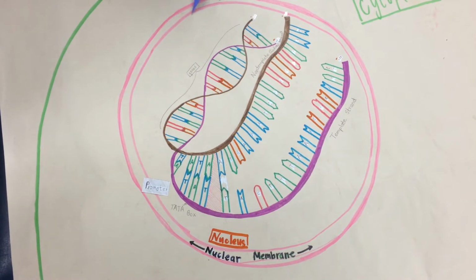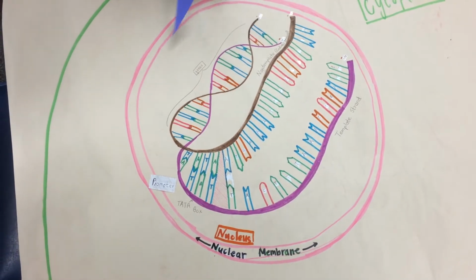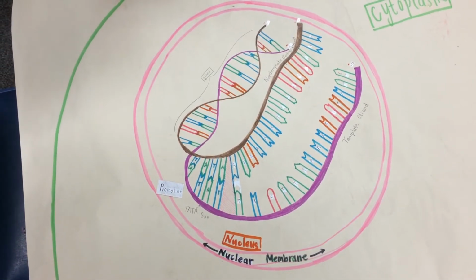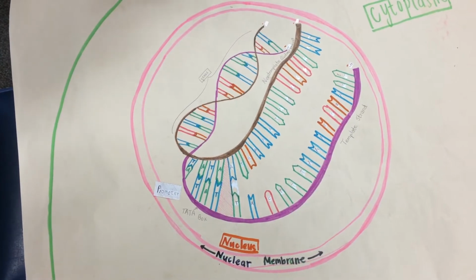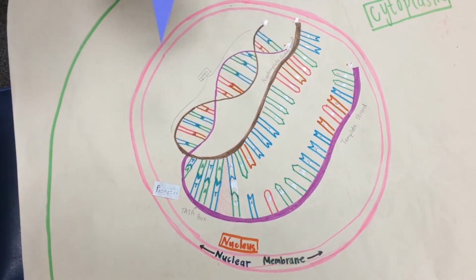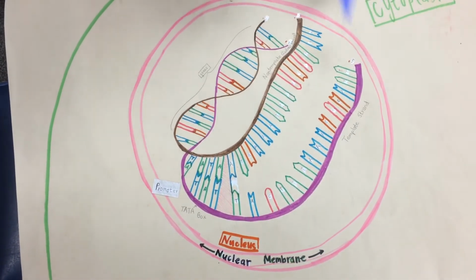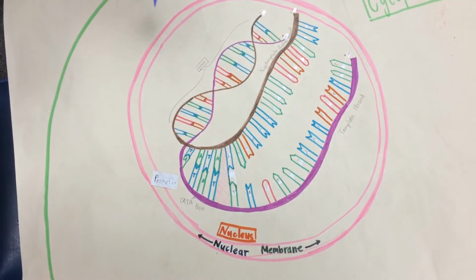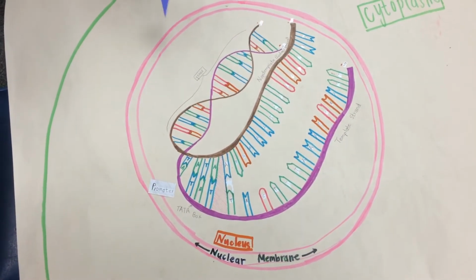In protein synthesis, there are two major steps, transcription and translation. Transcription is the process of changing DNA into RNA, which takes place in the nucleus. The transcription process is broken down into three steps: initiation, elongation, and termination.